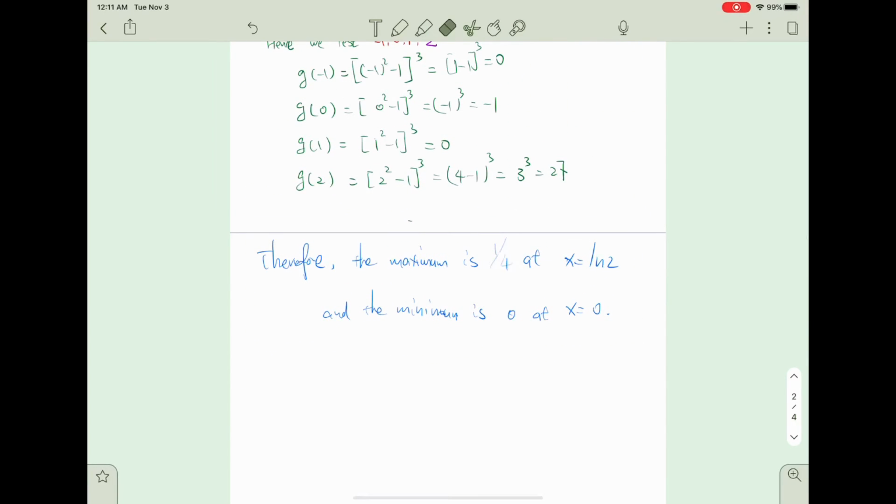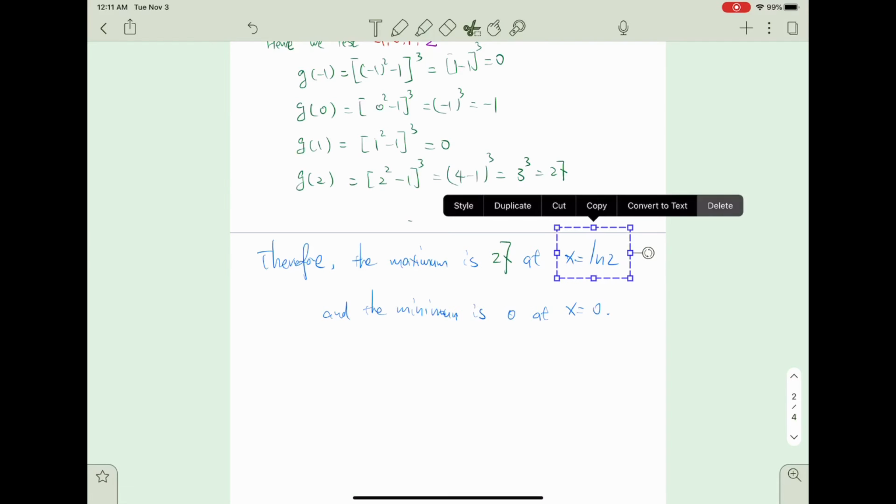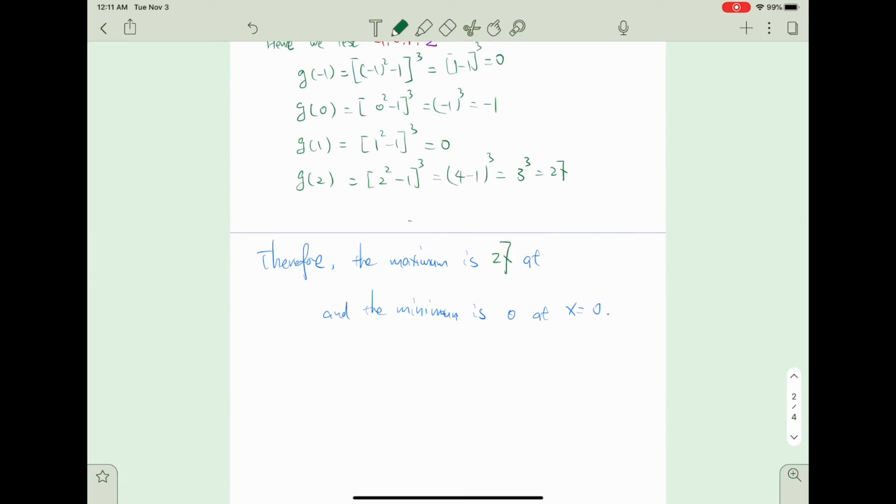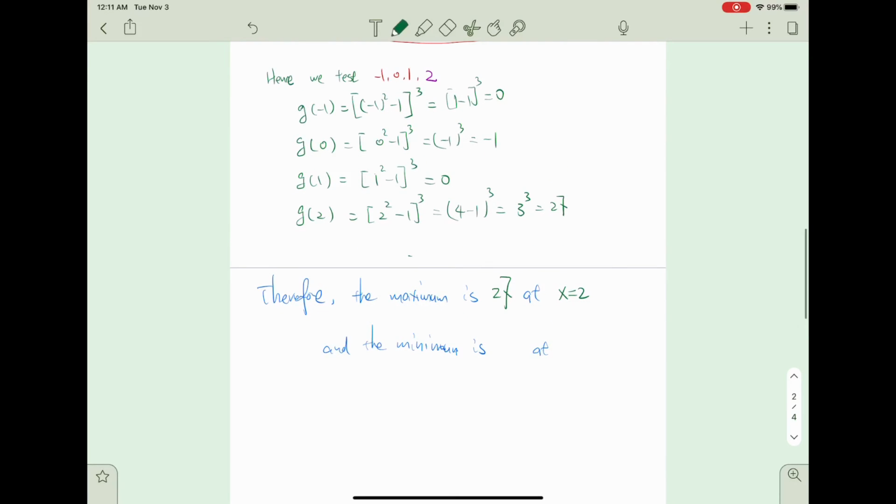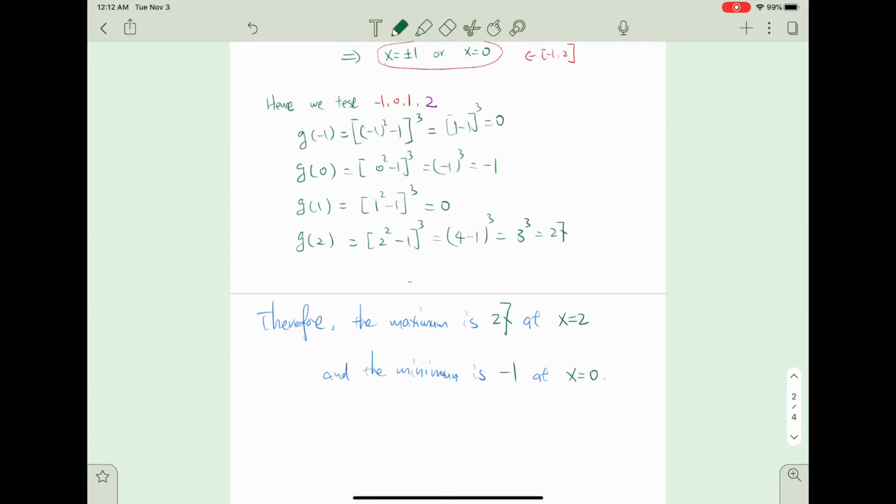Let's change this thing here. 27 at x equal to 2, and the minimum is 0, not 0, negative 1. It's negative 1 at x equal to 0. Okay, negative 1 is the smallest and 27 is the greatest. That is pretty straightforward still.